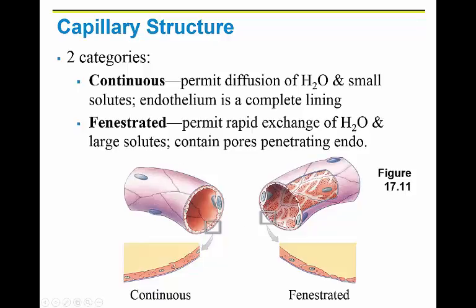The endothelial cells themselves are very small, with a lot of space in between some of these cells as compared to the continuous. And this is again designed to help some of the larger material get by. So know those two categories, continuous and fenestrated.